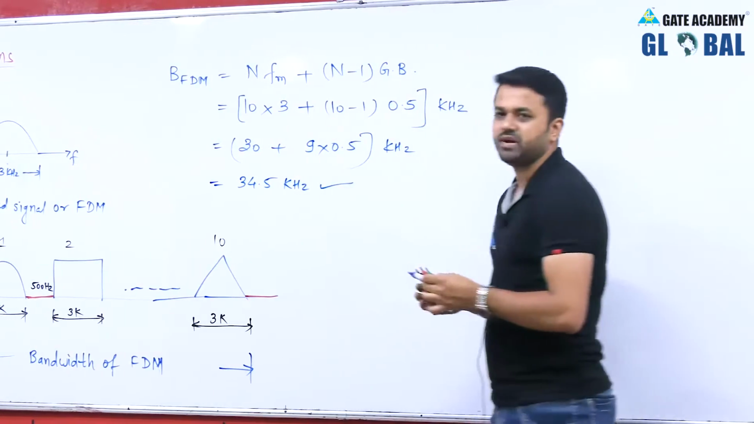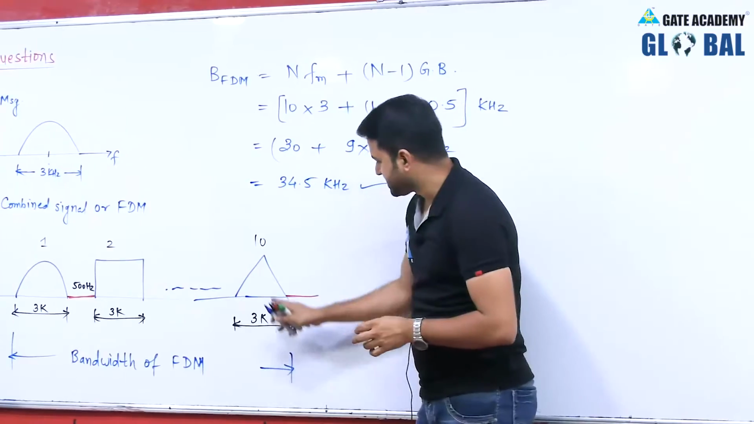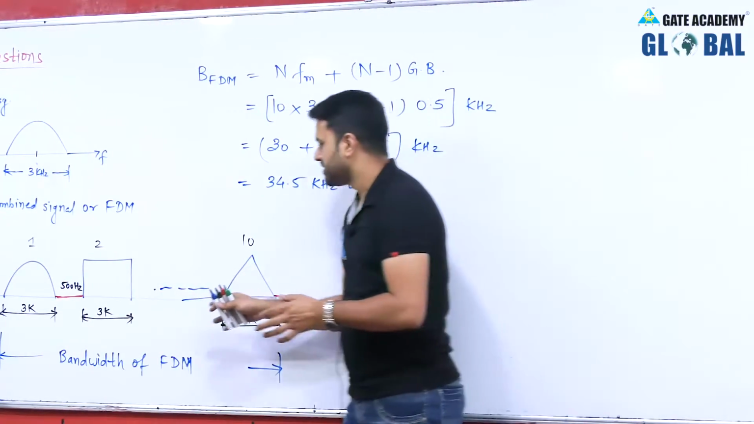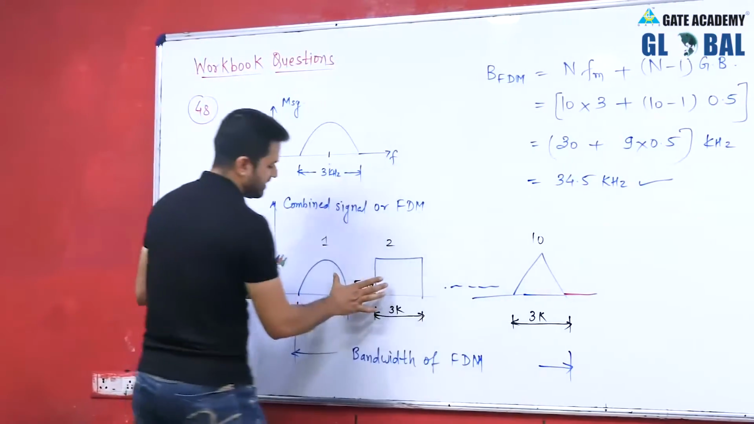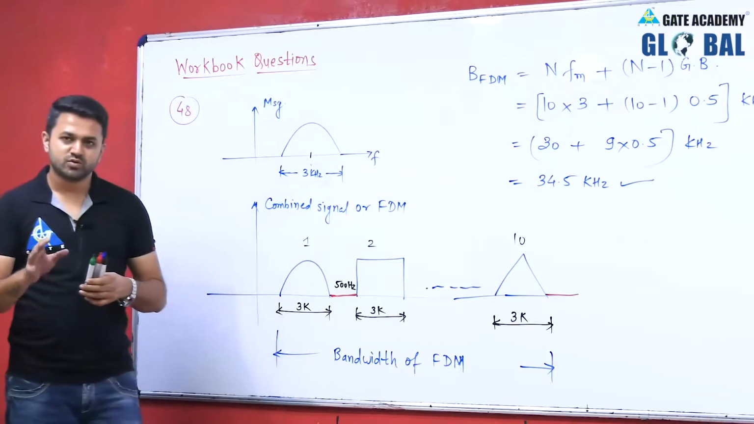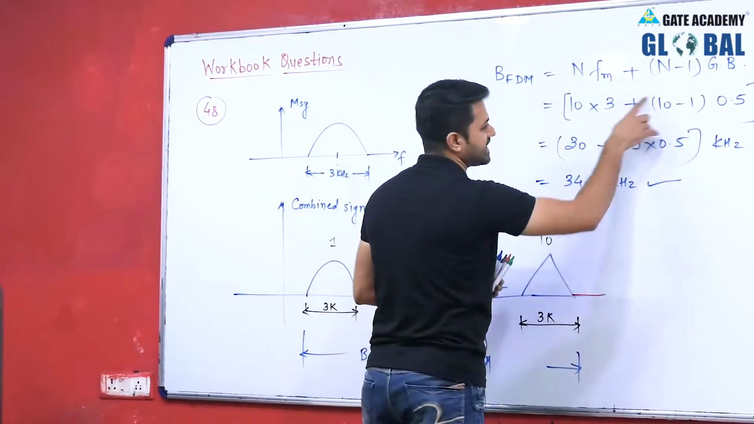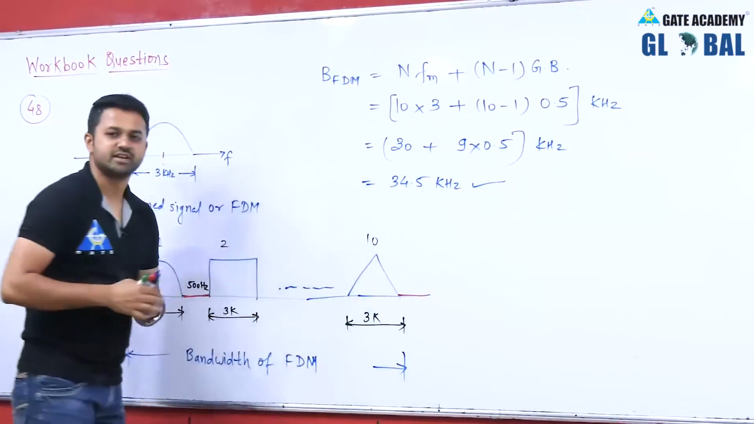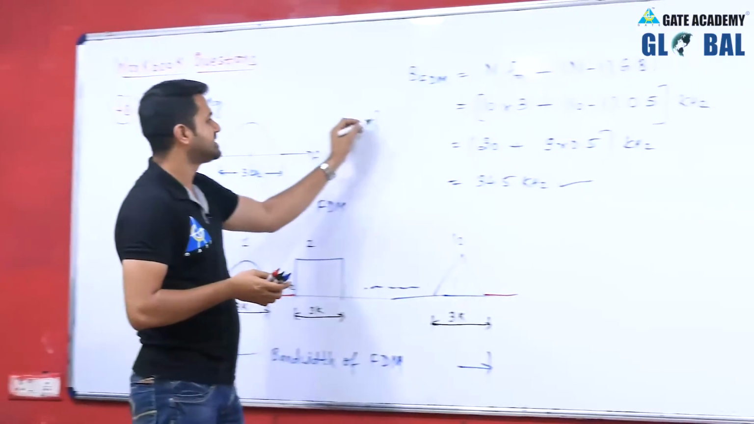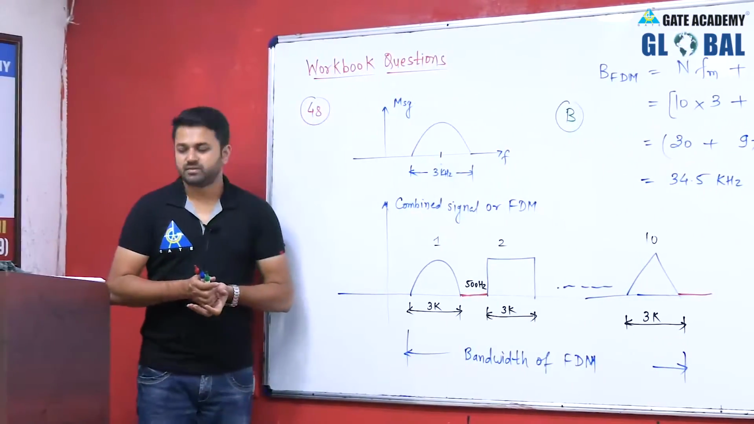So this is the bandwidth of this channel or FDM signal, and this bandwidth is 3, 3, 3 and so on up to 10 times, and because of two adjacent components we have one guard band. So for 10 users we will have 9 guard bands. So from this formula also we can calculate, and the result is 34.5, and according to the options, the correct option is option B. Now coming to the next question.